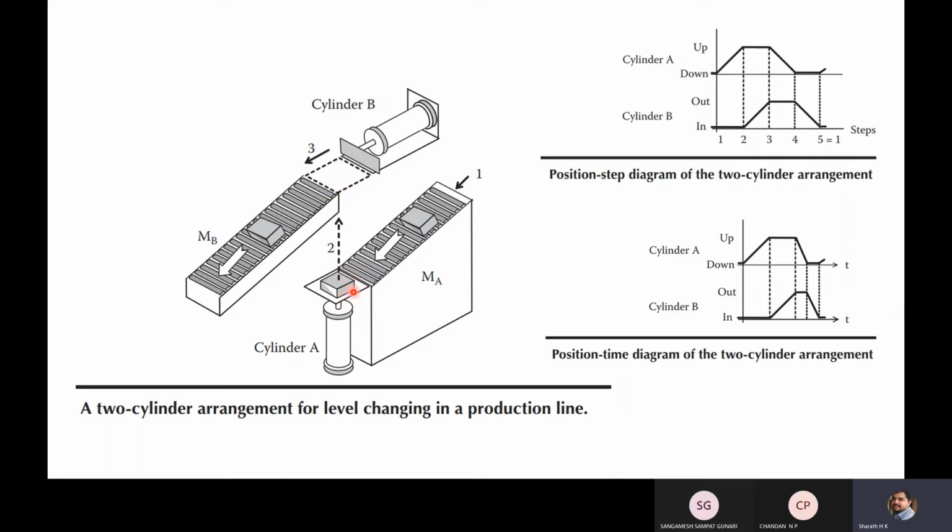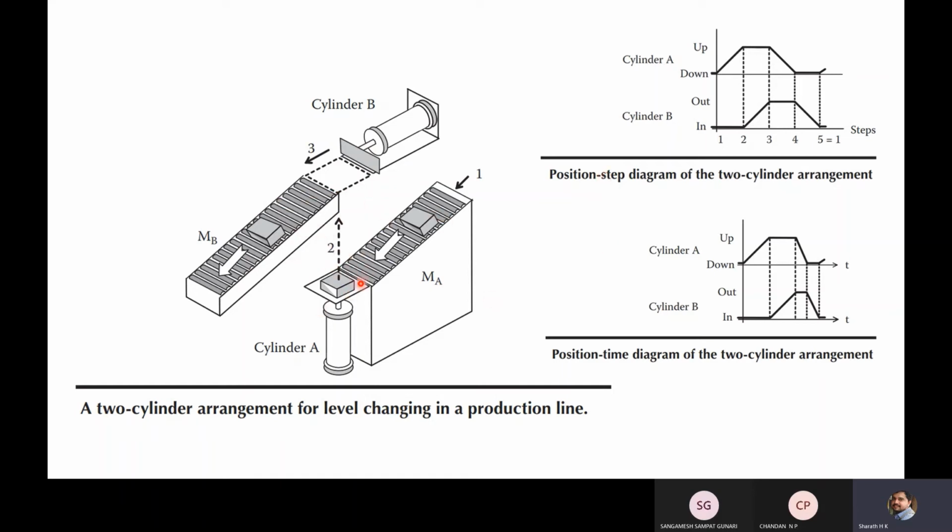Okay, so for that, first the extension stroke of this cylinder should take place. Then the part will be located here. Then the extension stroke of cylinder B will take place. Before that, the retraction of this should take place. Then it has to retract. Like that, there are a series of movements.